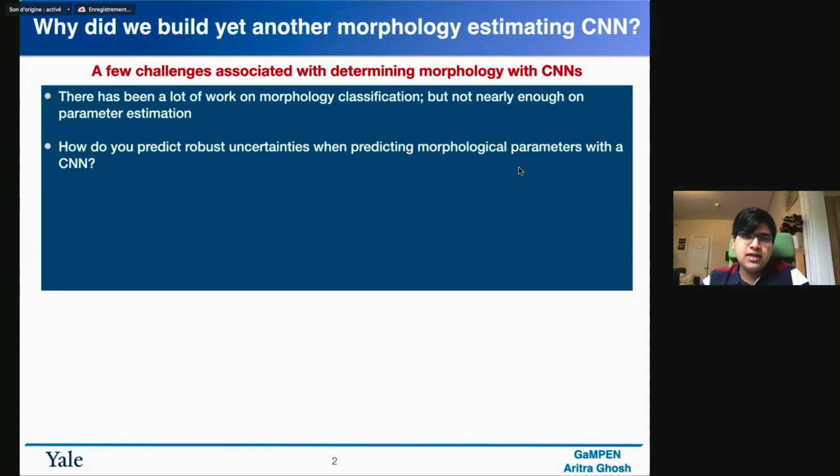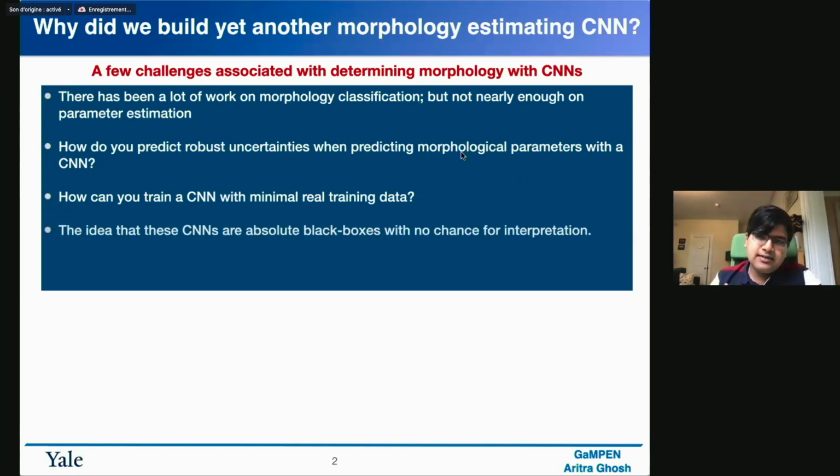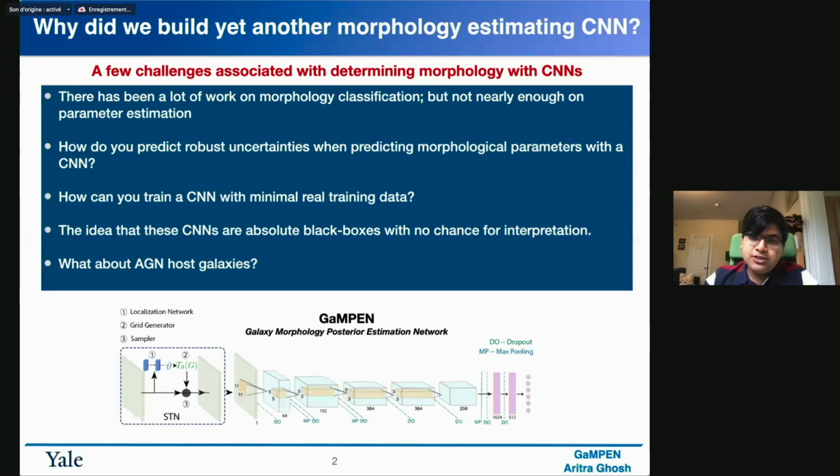Next is the question of how can you do this entire process using a small amount of real training data, keeping in mind future unanalyzed surveys. Next is this idea that CNNs are absolute black boxes and therefore the results that come out of them are uninterpretable. And lastly, a question which many people seem to ignore is how can we use the same CNNs to study AGN host galaxies? And to answer some of these challenges, we have developed a machine learning framework, which we call Galaxy Morphology Posterior Estimation Network, or GaMPen.